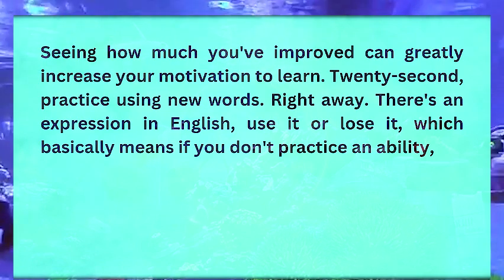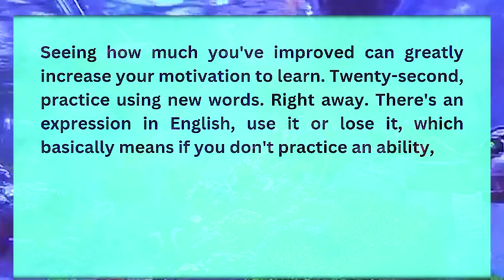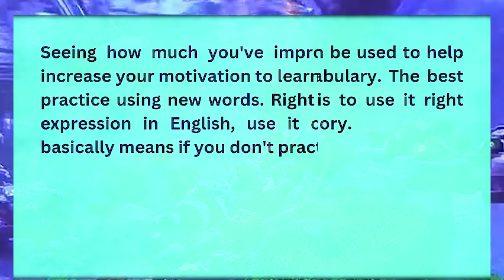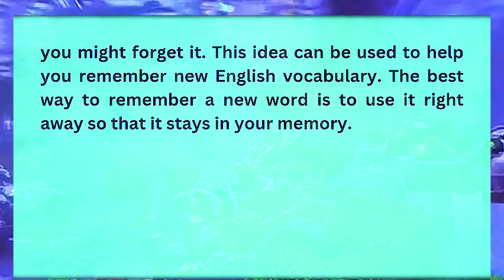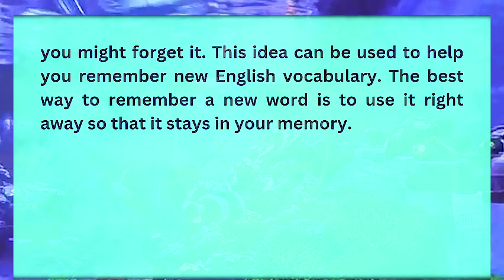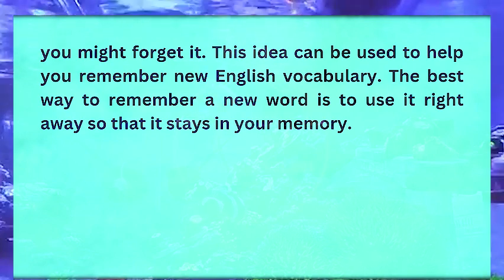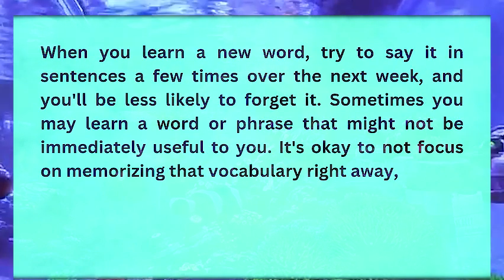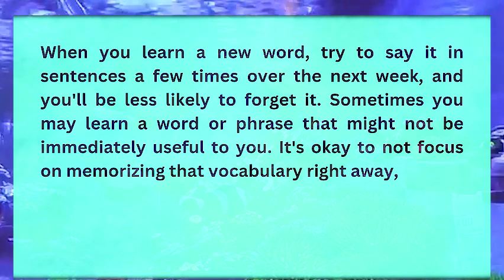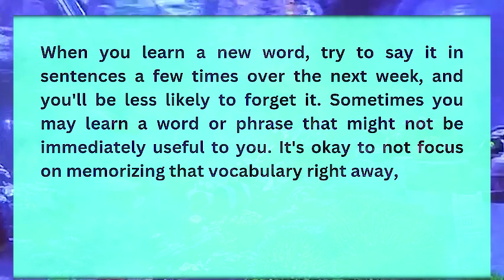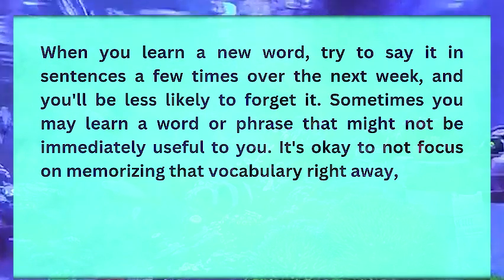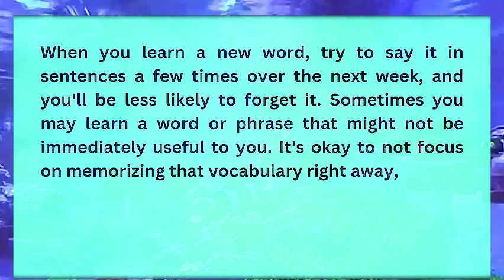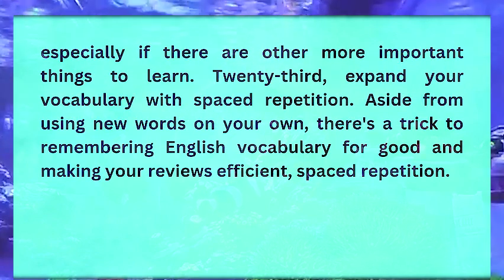22nd, practice using new words right away. There's an expression in English, use it or lose it, which basically means if you don't practice an ability, you might forget it. This idea can be used to help you remember new English vocabulary. The best way to remember a new word is to use it right away so that it stays in your memory. When you learn a new word, try to say it in sentences a few times over the next week, and you'll be less likely to forget it. Sometimes you may learn a word or phrase that might not be immediately useful to you. It's okay to not focus on memorizing that vocabulary right away, especially if there are other more important things to learn.